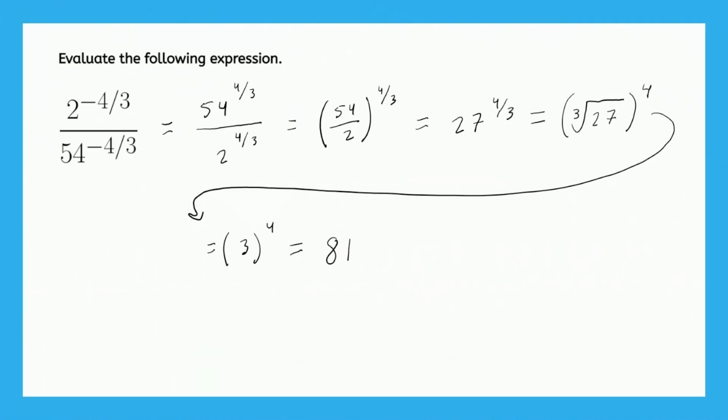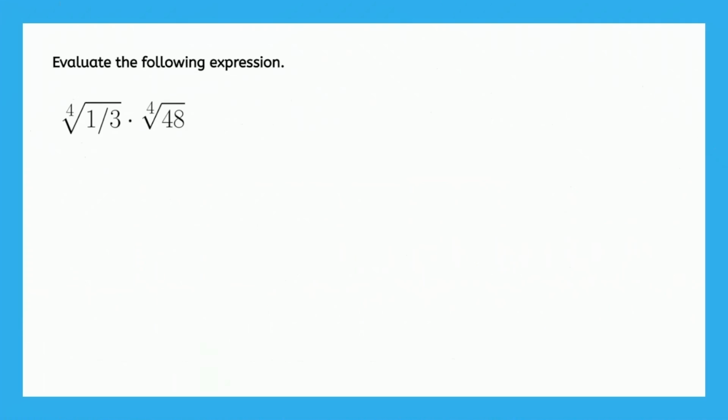Okay, let's do another example. Now, if you want, you could convert this fourth root to an exponent of 1/4 and this fourth root to an exponent of 1/4, but I don't think that's the fastest way to do this. If we have the fourth root of something times the fourth root of something, we can write all of this as one radical with the radicand 1/3 and the radicand 48 multiplied by each other inside the new radical.